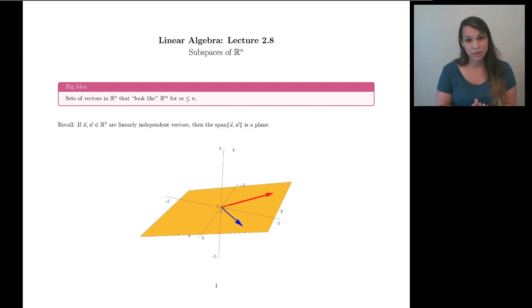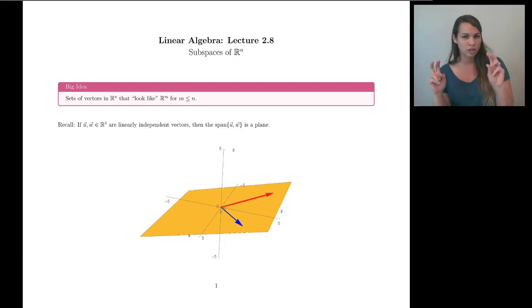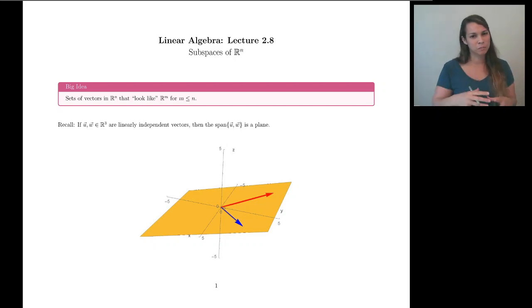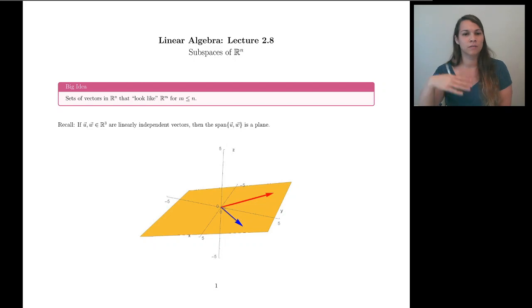Today we're talking about subspaces of Rn, and what that's going to mean is we want to take a set of vectors in Rn and see what it looks like in Rm, where Rm is smaller than Rn. So for instance, recall we had two vectors, and the span of two vectors, which would be all linear combinations, ends up looking like a plane. So that's way back pictures from last week.